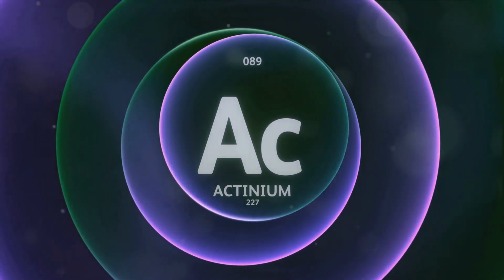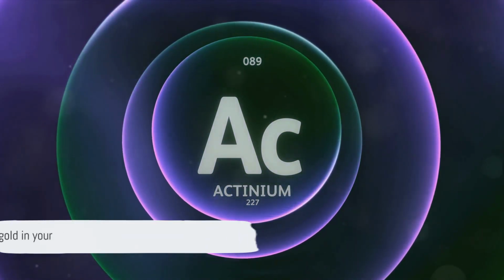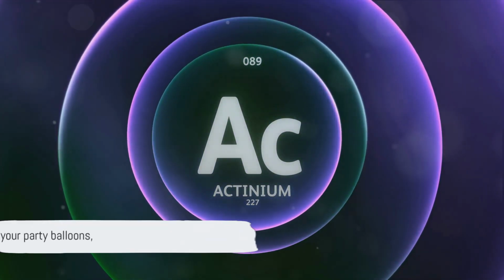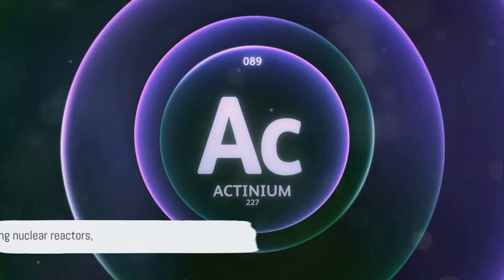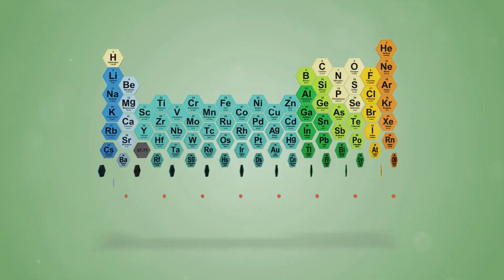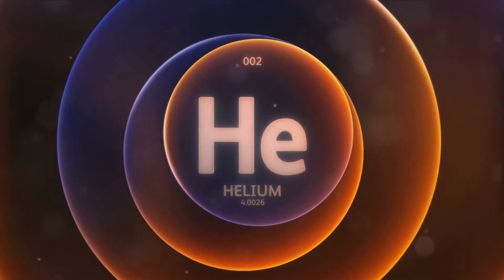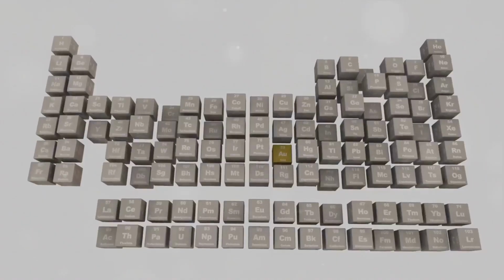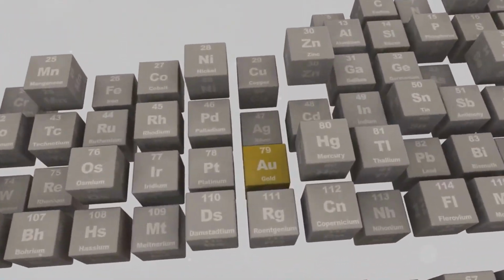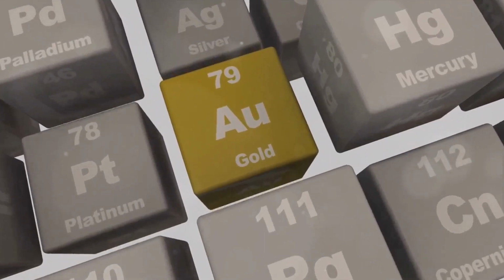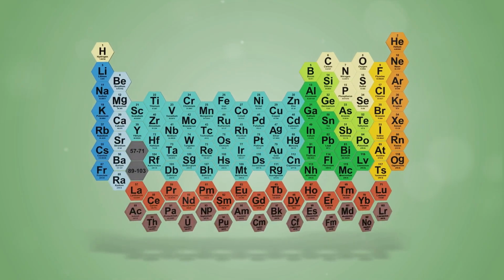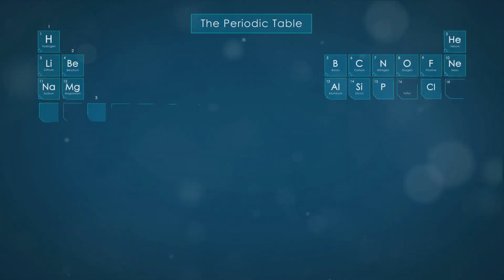Whether it's gold in your jewelry, helium in your party balloons, or uranium powering nuclear reactors, each element plays a unique role in our world, and their stories are told through the periodic table. So the next time you look at a gold ring or fill a balloon with helium, remember, you're interacting with a tiny piece of the universe's vast chemical diversity. The periodic table is not just a chemist's tool, it's a testament to the wonder of science and the complexity of the universe.